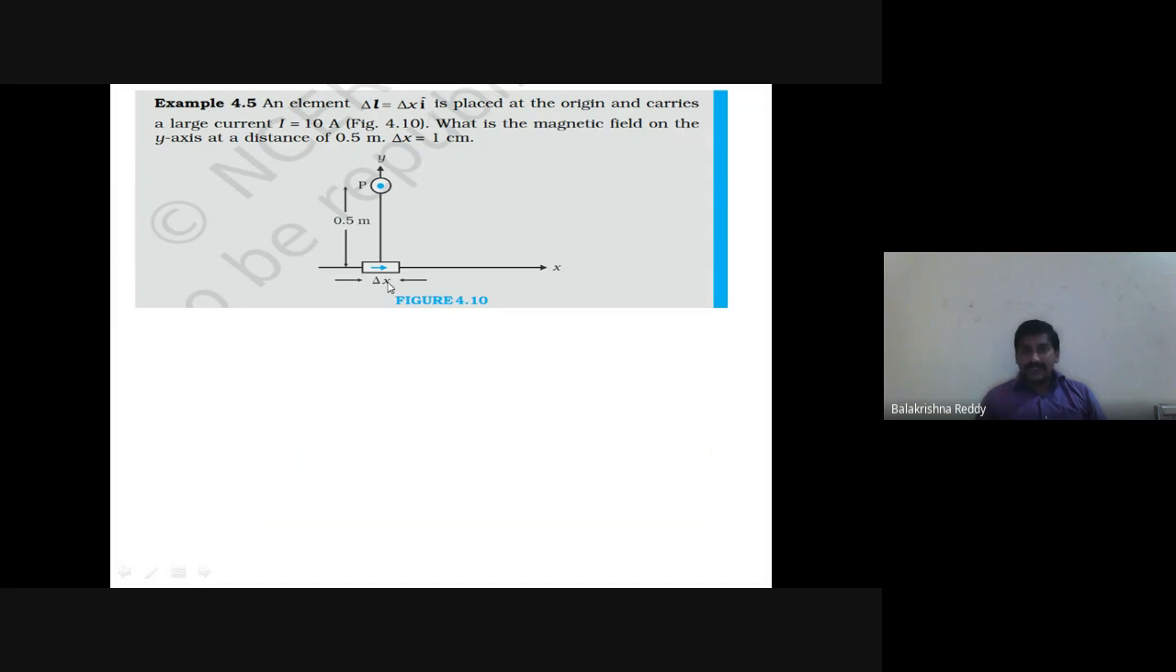Delta x i means it is acting along the x direction, i is a unit vector, placed at the origin and carries a large current I equal to 10 amperes. What is the magnetic field on the y-axis at a distance of 0.5 meters? The elemental length given here is delta x equal to 1 centimeter.